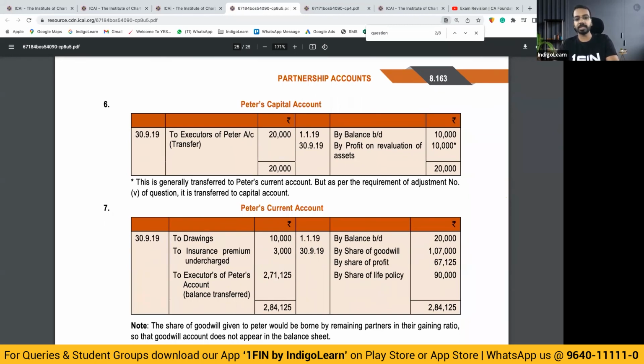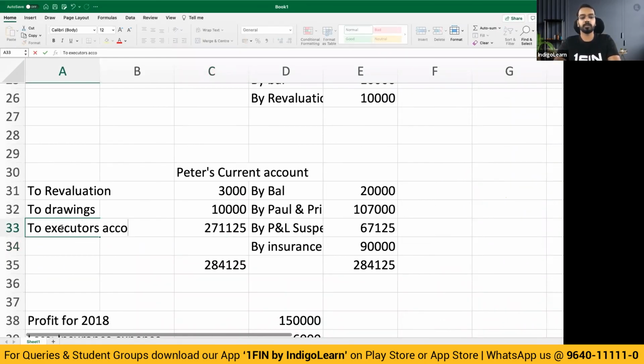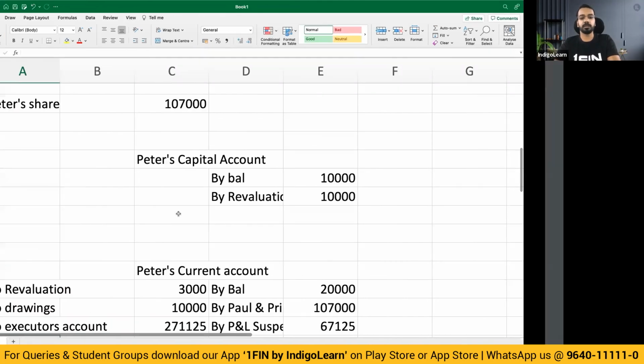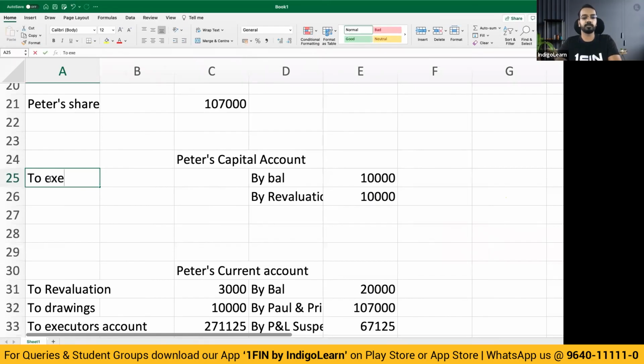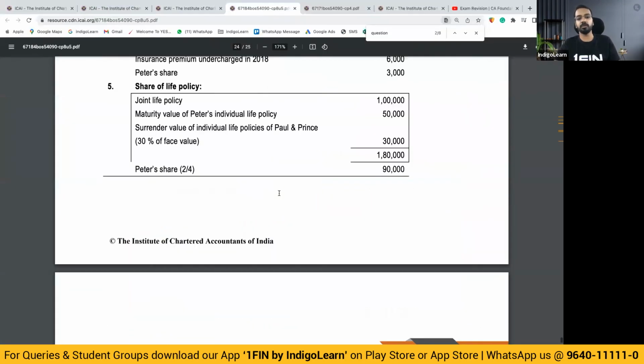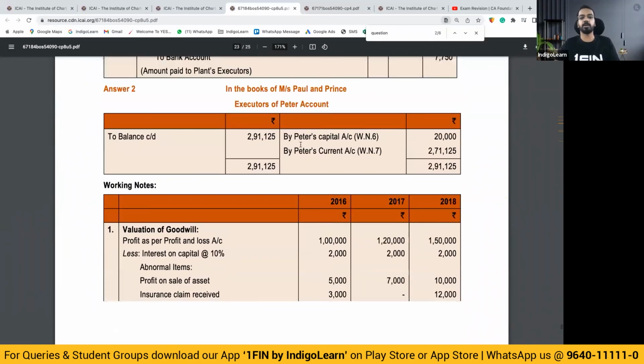Okay. So this will be transferred to capital, or you can directly transfer to executors. And even here, 10 and 10, 20, transfer to executor's account. Right. Then you have to prepare the executor's account. They have not prepared it. Executor's account from capital, from current, to balance carried on. Simple question. Any doubt here? No. Okay. Hope it's clear.